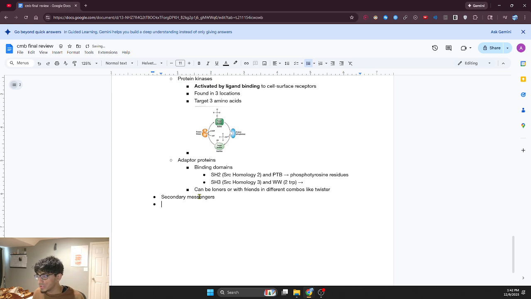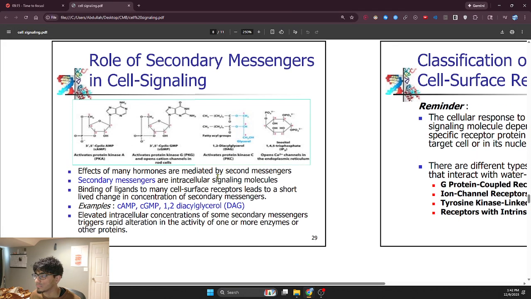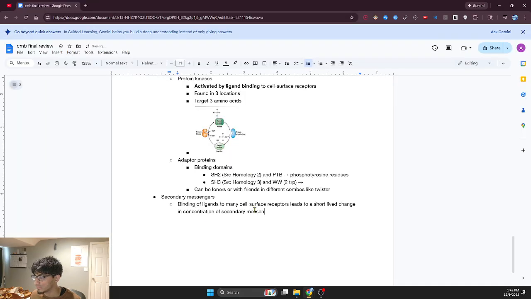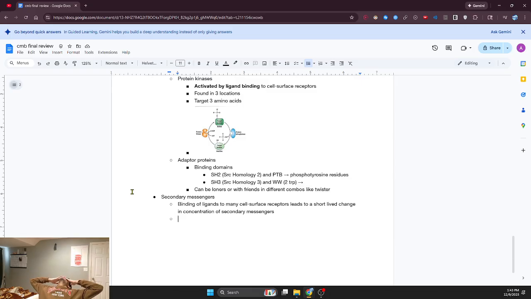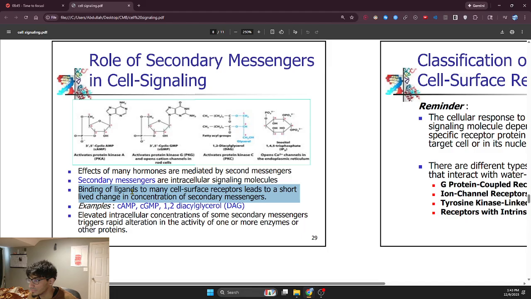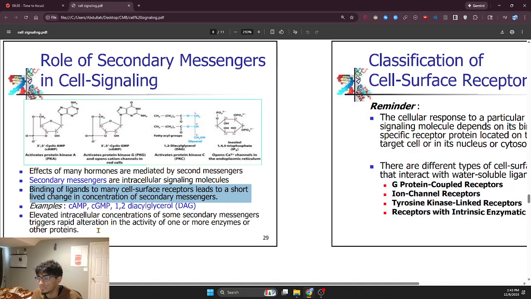Secondary messengers. The three types are cAMP, cGMP. What? Is it really cGMP? It's not cAMP, it's cGMP. 1,2-diacylglycerol. It's like inositol. I don't even know what this means, but it's something that he might ask, right?